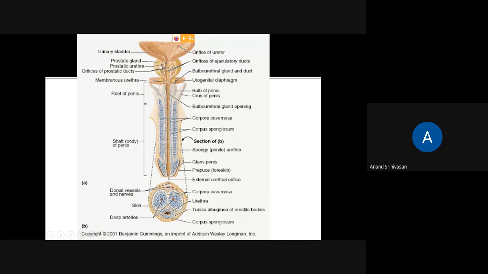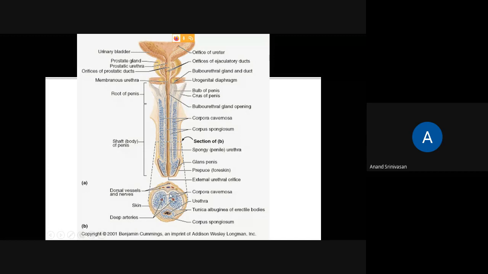So here you can see all the three parts of the urethra. This is the prostatic urethra, this is the membranous urethra, and this long one is the penile urethra, which passes through the penis. This is the longitudinal section. And this is the cross section of the penis. In this cross section of the penis, you can see there are two structures here.